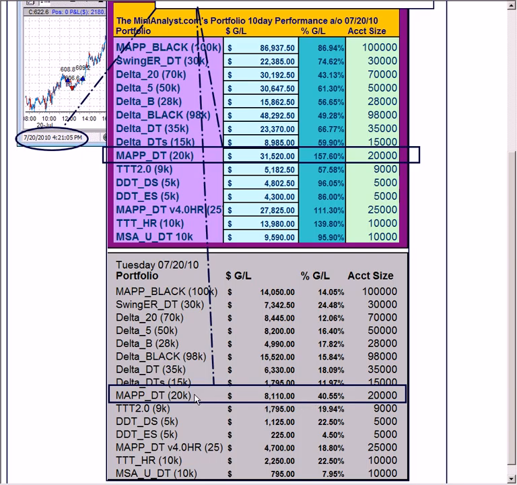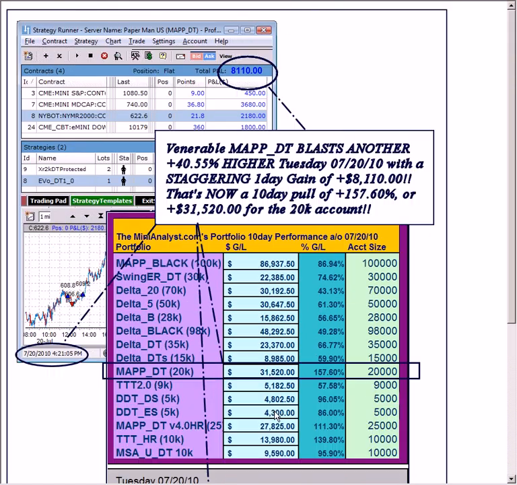This is, of course, the venerable MAPDT original version that's been ongoing for probably about 5 or 6 years. At least gains an outrageous $8,110 yesterday. I mean, just absolutely crazy. This is one of our first systems created back in 2003. You see it went long right there.